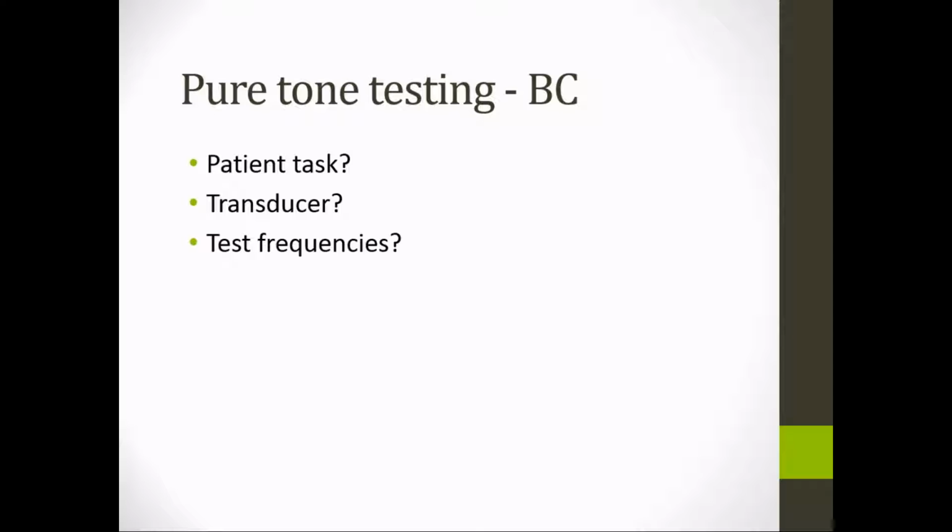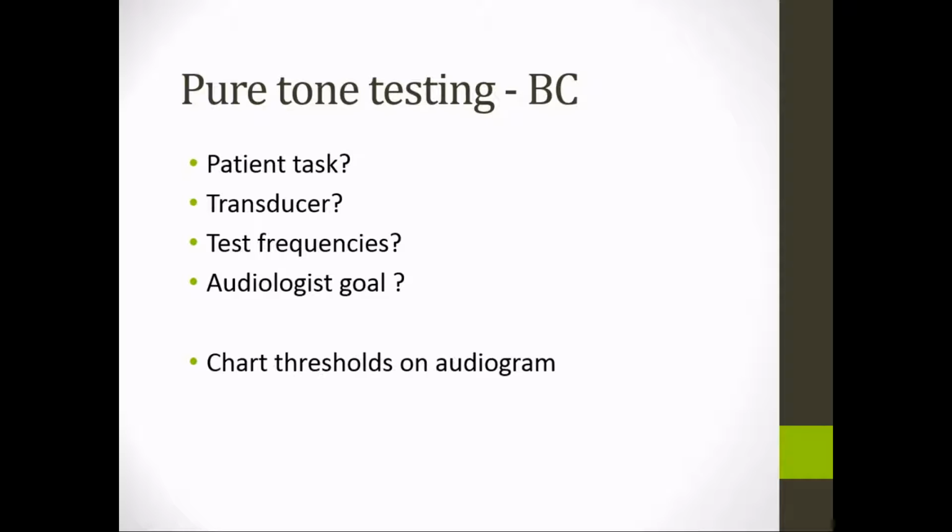For test frequencies, typically we're going to test 500, 1,000, 2,000, and 4,000 hertz. Sometimes you may see 250, but I'm going to talk in a little bit about why it's not common. The audiologist's goal, again, is to find the threshold, the lowest, softest intensity value at which the person can detect the sound at least 2 out of 3 times. And then we're going to chart the thresholds on the audiogram.